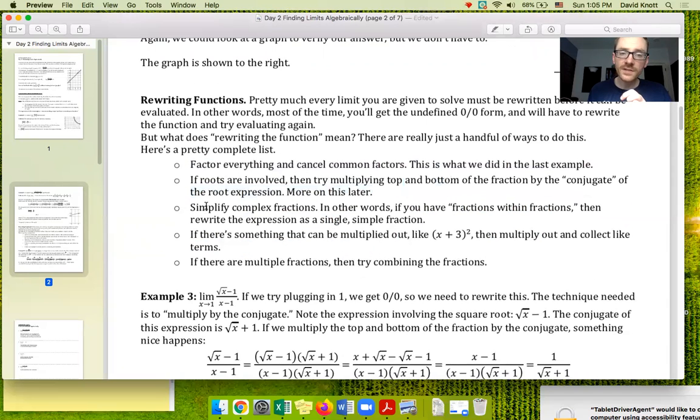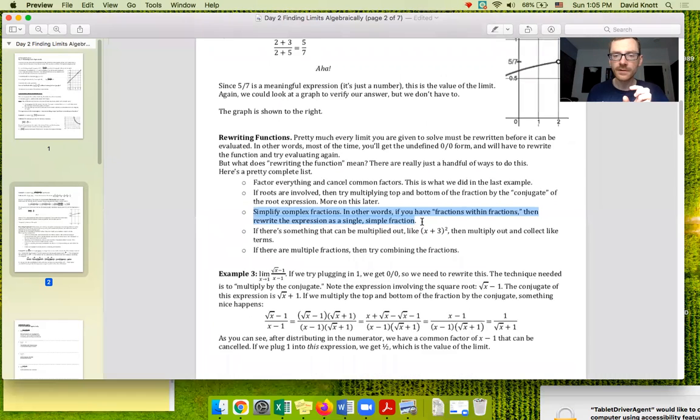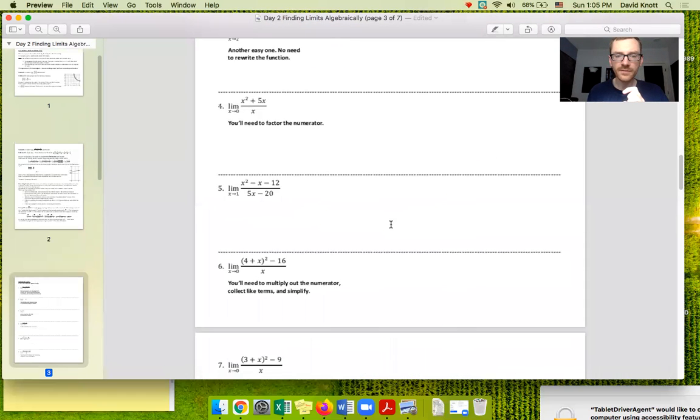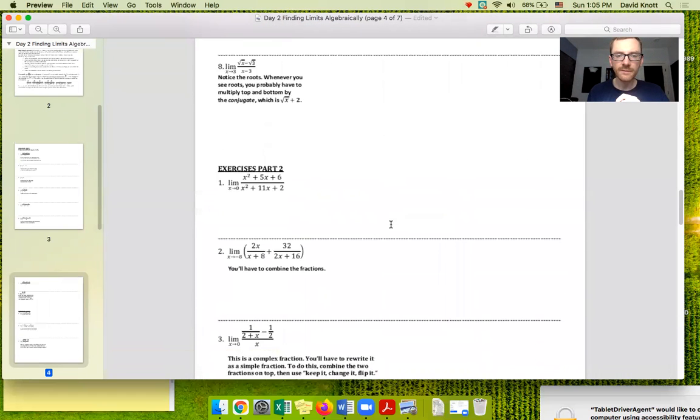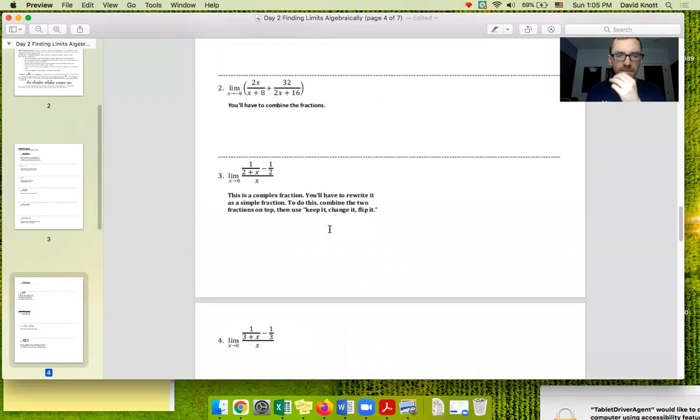You might have to simplify complex fractions. If you remember, a complex fraction is when you have a fraction within a fraction. I'm sure that we have some down here, for example, this one right here.